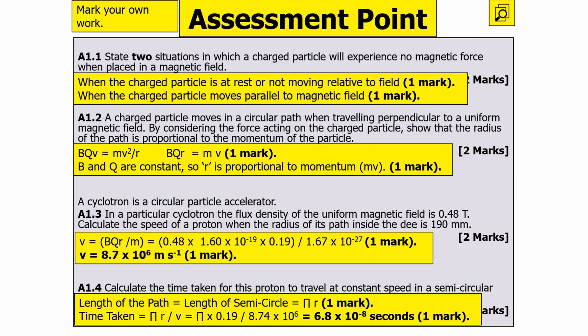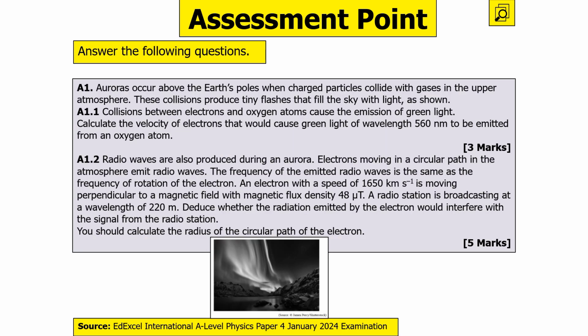The following question says auroras occur above the Earth's pole when charged particles collide with gases in the upper atmosphere. These collisions provide tiny flashes that fill the sky with light as shown. Collisions between electrons and oxygen atoms cause the emission of green light. Calculate the velocity of electrons that cause a green light of wavelength 560 nanometers to be emitted from the oxygen atom.